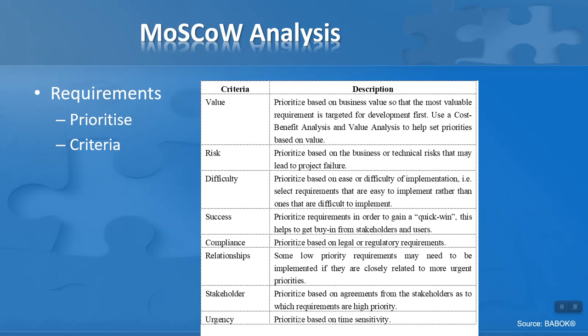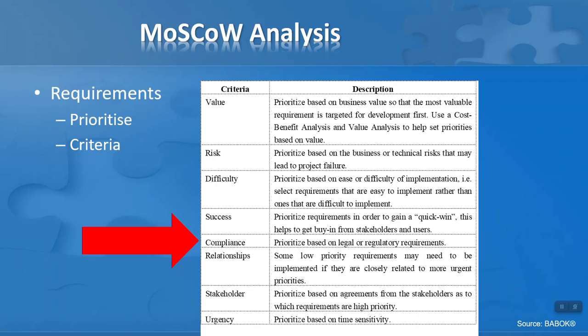So my criteria are: we might prioritize requirements based on value, based on risk, level of difficulty, the likelihood of success, the need for compliance, relationships with other requirements, stakeholder requirements, and urgency, something that needs to be done quickly. Now, I'm not going to go through each of these here. I'm going to focus in on compliance. You may pause the video here if you want to take a read of the other criteria and the descriptions associated with them.